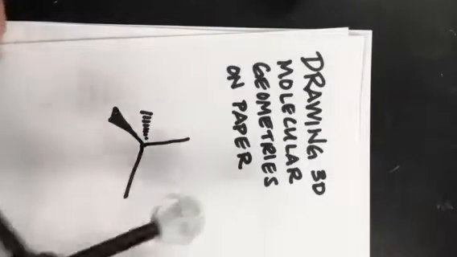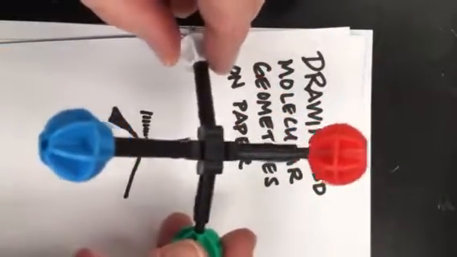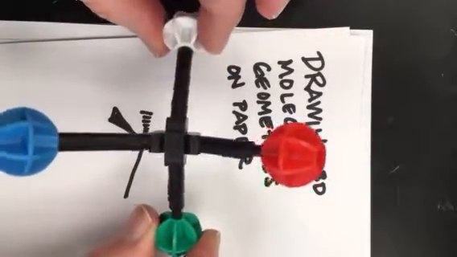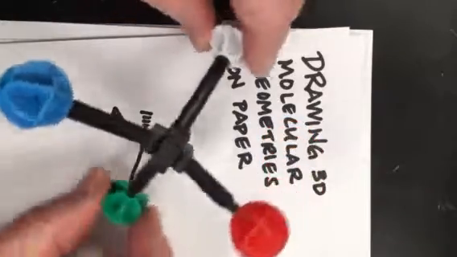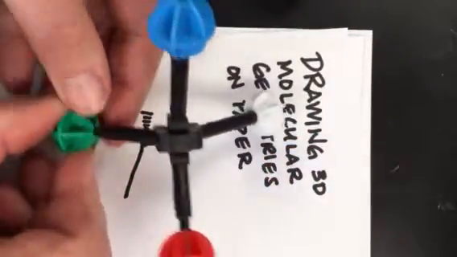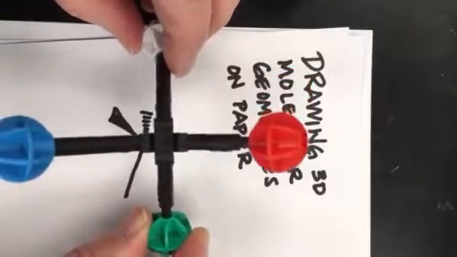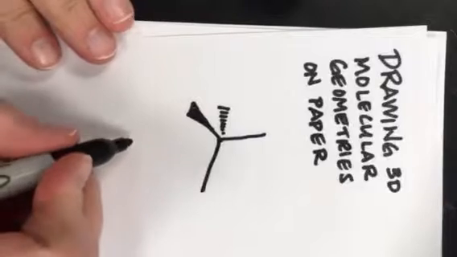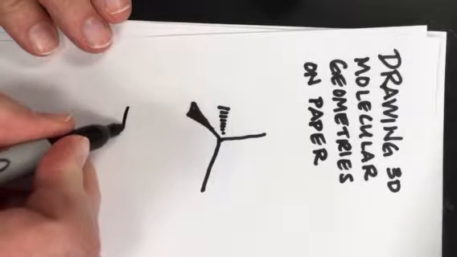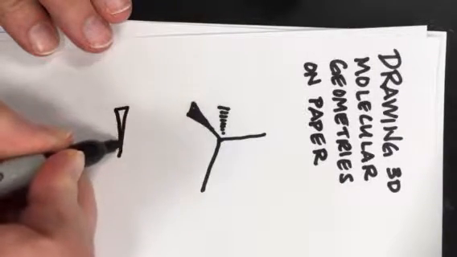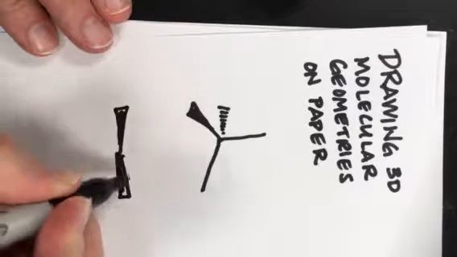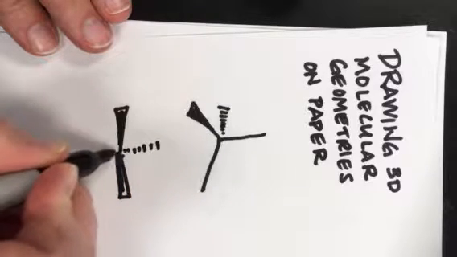Another way is to rotate the tetrahedron so that two atoms are coming toward you, in this case the red and the blue, and two atoms are going away, in this case the white and the green. And by the way, I could rotate it this direction too, or this direction. So how we draw that is to use our dashes and wedges. I will have two of those atoms coming toward me, and two of the atoms going away.